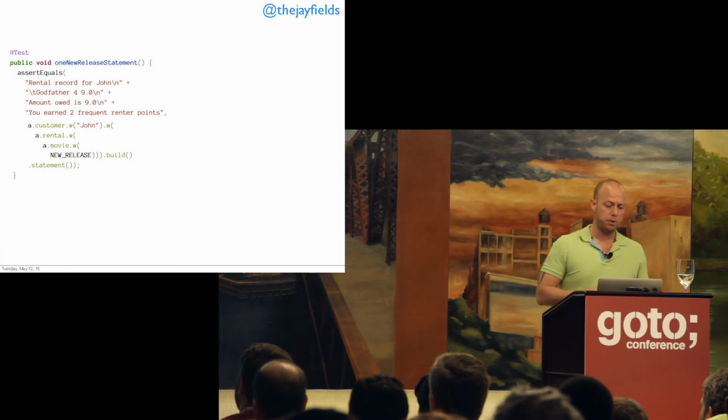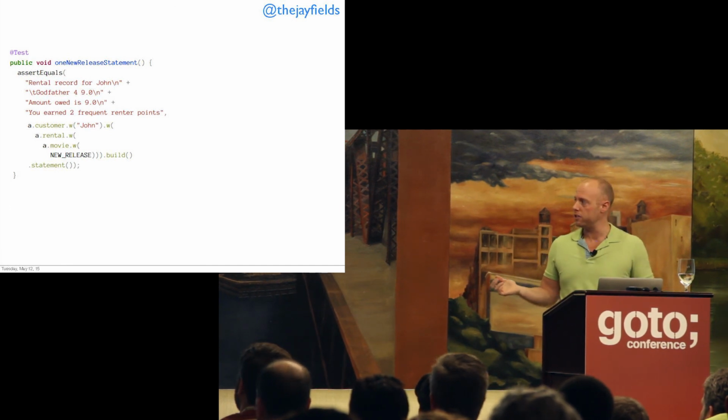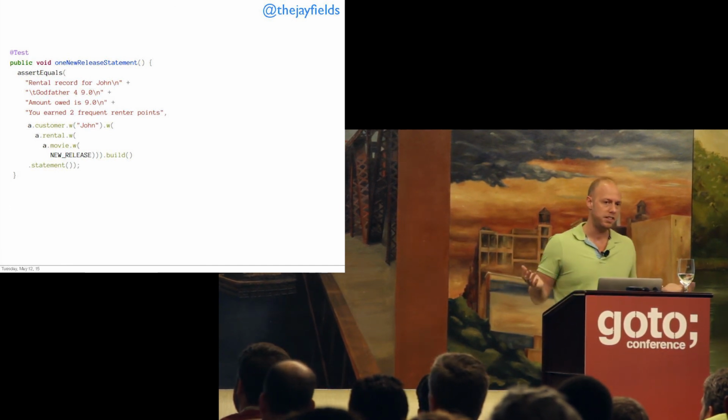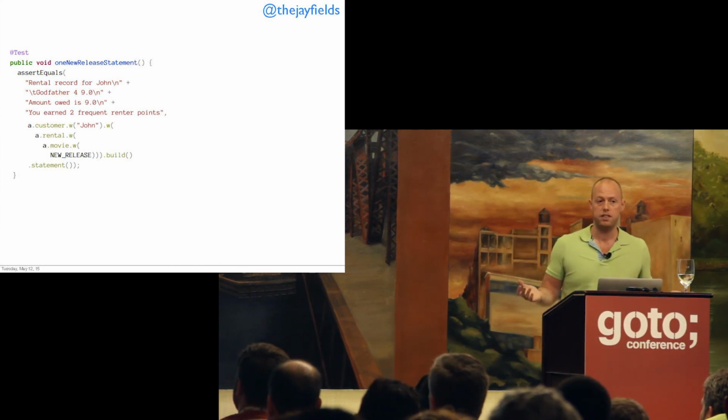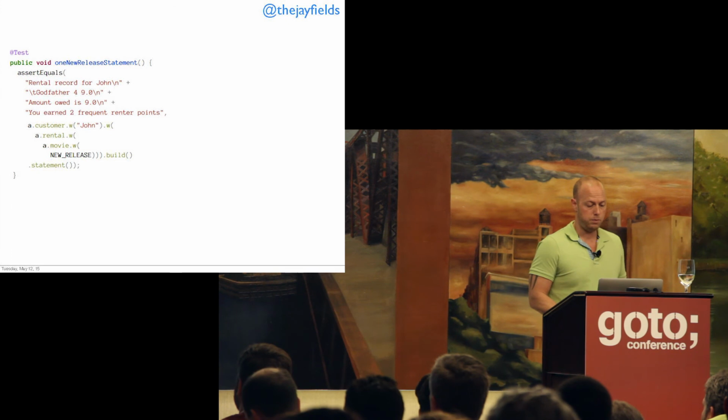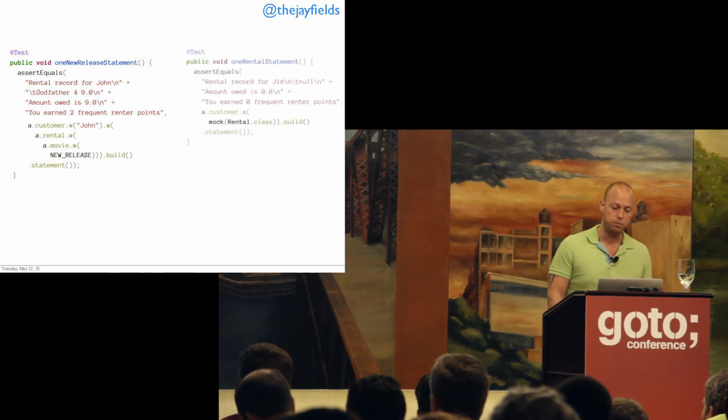So this is great. But the problem is, again, if a movie changes, then this test could fail. And we don't want this test to fail, because this is, it doesn't say customer test class, but this is in the customer test class. So we don't want our movie changes to break things.